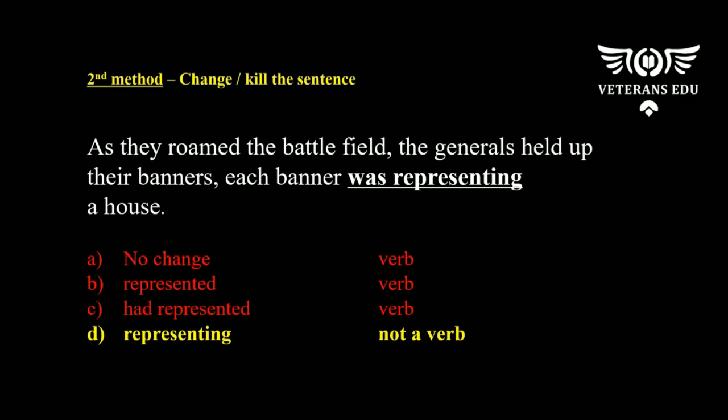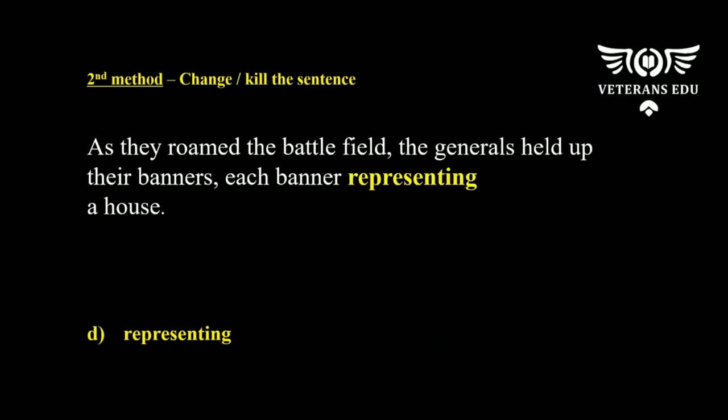Representing is not a verb. Therefore, if I were to choose answer choice D, I will be killing the second sentence, right? And this will fix the comma splice error. "As they roamed the battlefield, the generals held up their banners. Each banner representing a house" is a grammatically correct sentence.